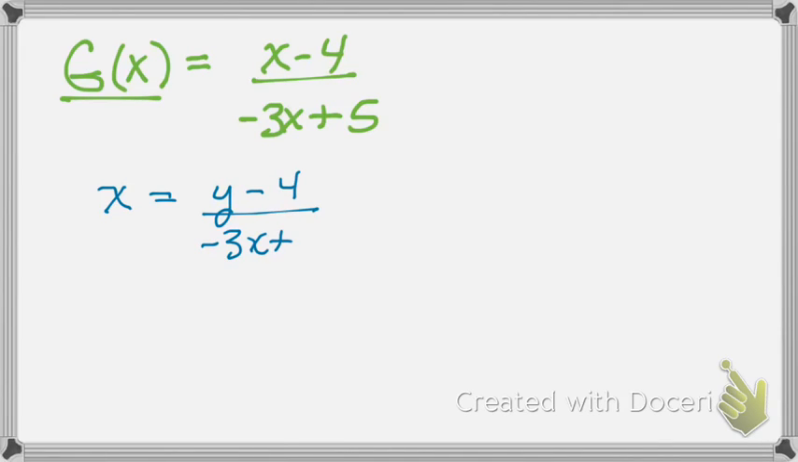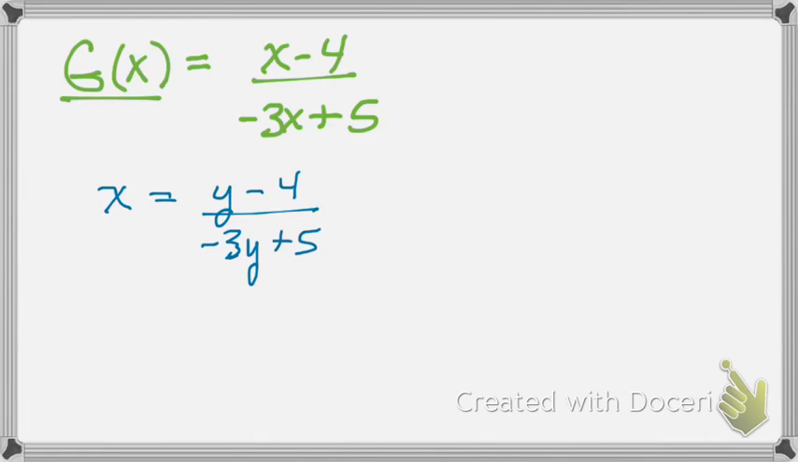So once I do that, then I have to solve for y. I put the wrong thing right there, didn't I? It's okay. There we go. So we switched x and y, and now I have to solve for y. How am I going to solve this thing for y?